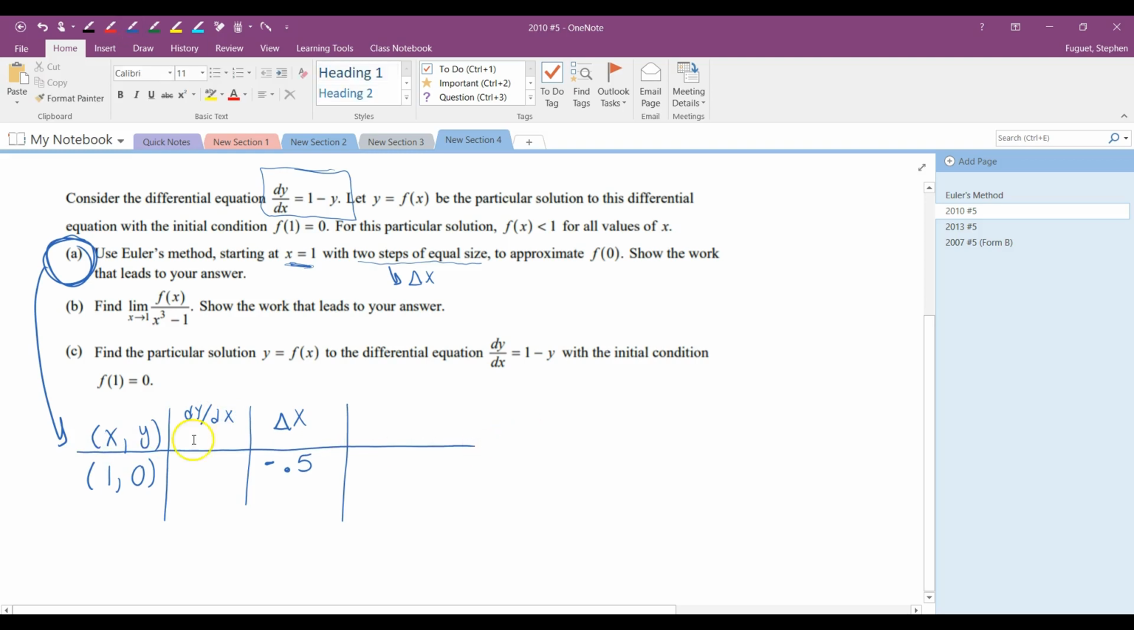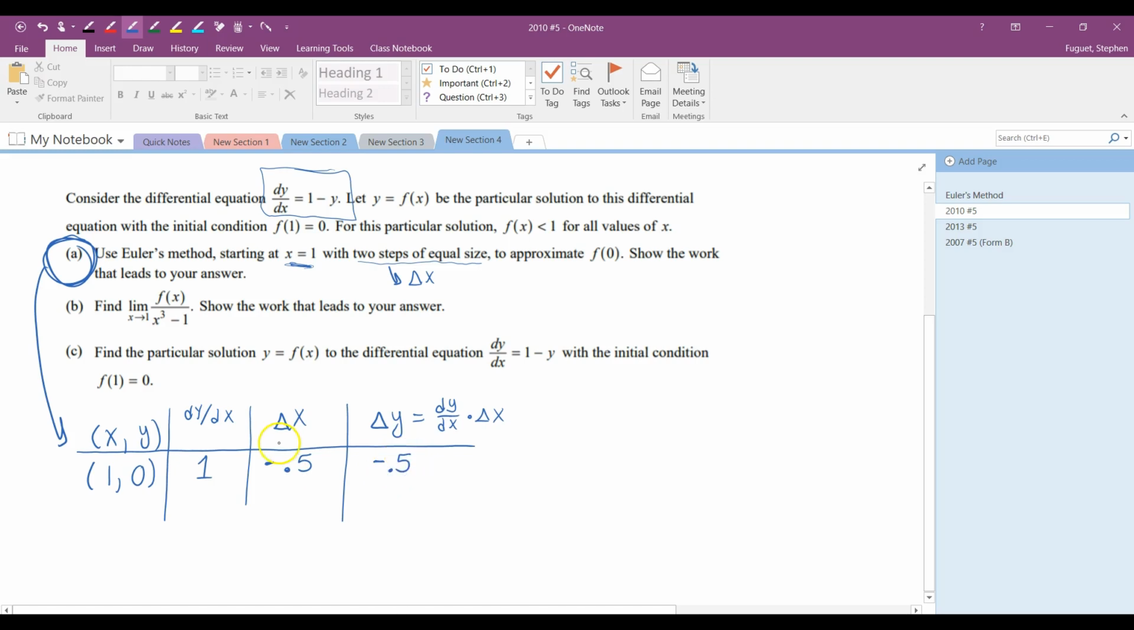What we want to do is essentially create a little slope, a little dy/dx of what that slope is at (1, 0). We're then going to use a change in x of negative 0.5. And to figure out delta y, we mentioned this in the other video, it's essentially just going to take your dy/dx value and multiply it by your delta x. So in this question, we have a pretty simple differential equation. It's just 1 minus y. And so when I use the y value of 0, I'm going to have 1 minus 0, which just gives me a 1. So my dy/dx is 1, and my delta x is negative 0.5. And so that gives me a delta y of negative 0.5 as well.